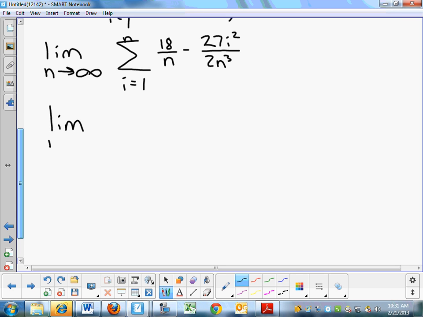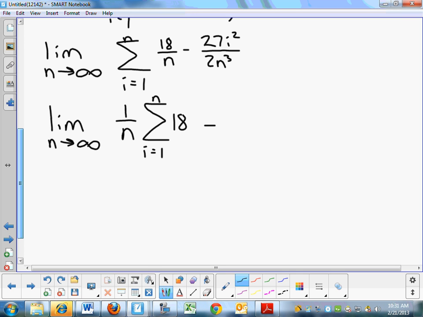Okay? Limit as n goes to infinity. Notice that this first piece doesn't have an i, so I'm not going to actually take out the entire piece, because I think you'll understand a little bit better if I leave it there. I'm going to take out a 1 over n, and I'm going to leave the 18. There are multiple ways to do this, so there are other ways to think about this. Okay?